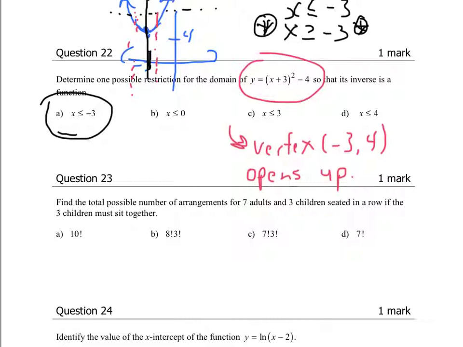Okay, so just to review and make it clear, in order for the inverse to be a function, it has to pass the horizontal line test. We could see that if we only took this part of the graph, the part on the left, it would pass the horizontal line test. That is, it would only cross the curve once.